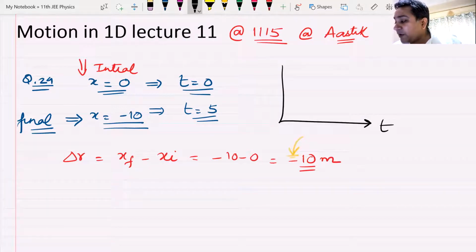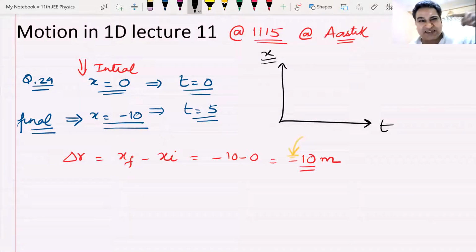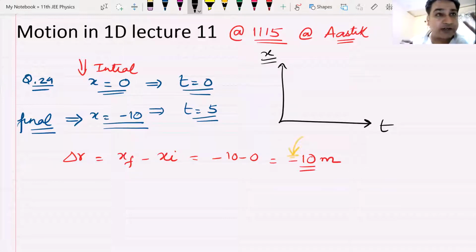Look at the diagram between T and X. The graph is drawn, so it is on the x-axis. Don't say downward, it is leftwards because it is the x-axis. My x-axis is always horizontal. So minus 10 meters is my total displacement.